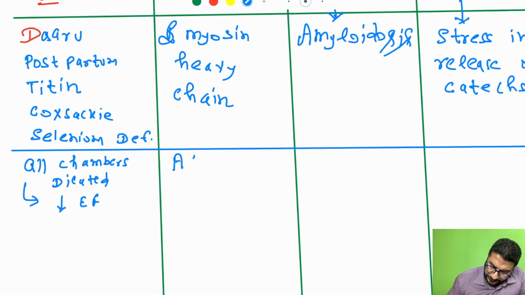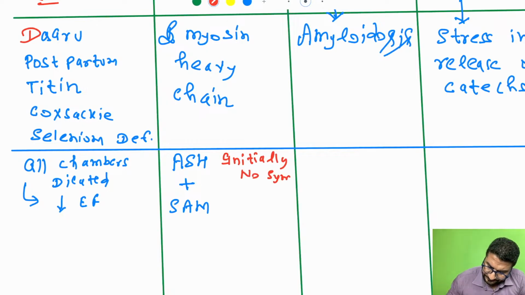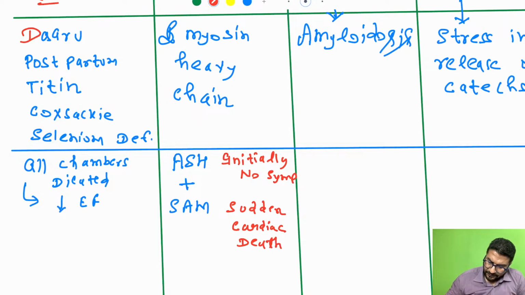In hypertrophic you will see ASH. ASH means asymmetrical septal hypertrophy, and SAM is systolic anterior motion of mitral valve. So initially when there is just ASH, asymmetrical septal hypertrophy, तो पेशेंट को कोई सिम्टम नहीं होता, but all of a sudden patient can develop, when it is SAM, sudden cardiac death. When there is sudden cardiac death, then it can cause death of the patient.